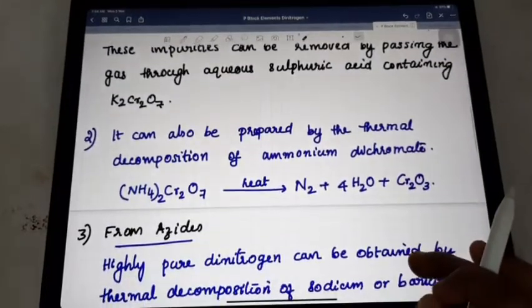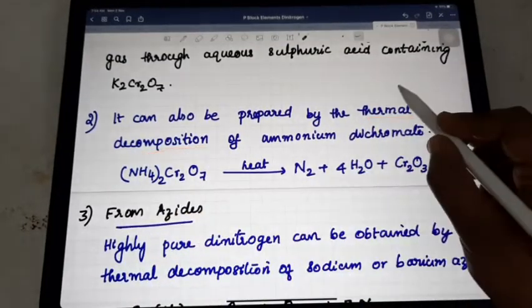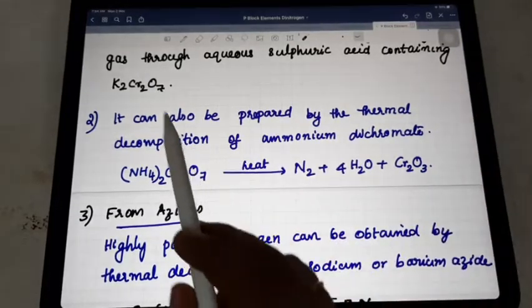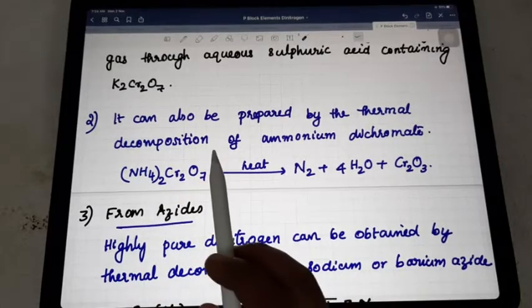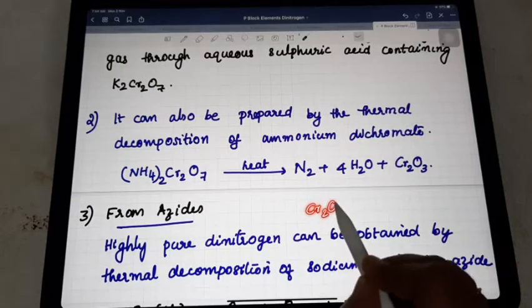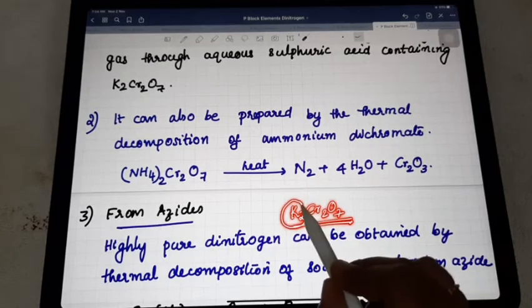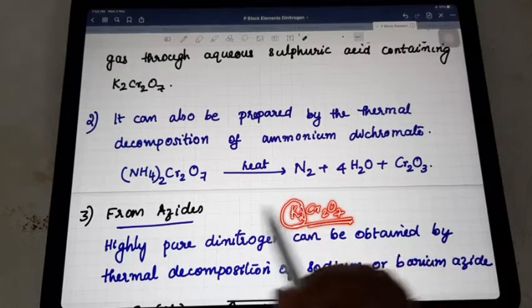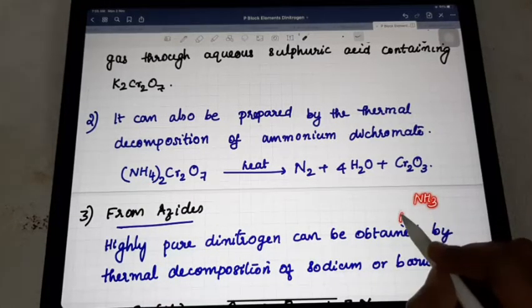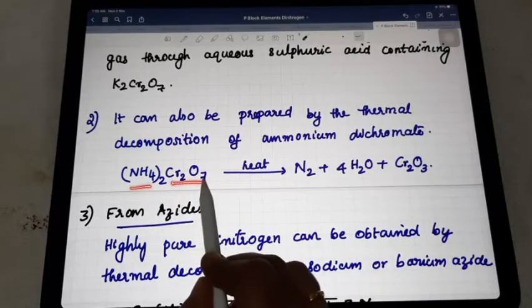The second one is also very simple: thermal decomposition of ammonium dichromate. Thermal means heating, so due to heating there is a decomposition. Decomposition means splitting. Dichromate you know is Cr2O7. When it is potassium dichromate it is K2Cr2O7; when it is ammonium, in place of this K you write ammonium. NH4 is the ammonium formula. Ammonia is NH3, ammonium is NH4 positive. So here NH4 is positive and this portion is negative.